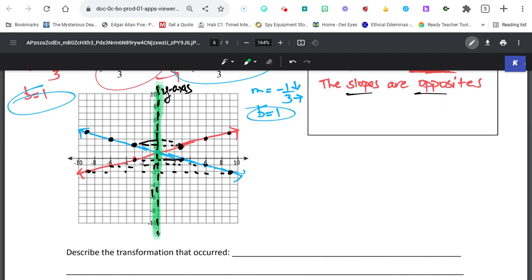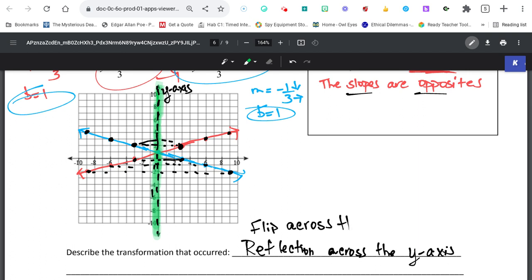All right, so we're going to say it's a reflection. And some people call a reflection a flip. It's a reflection across the y-axis. And well, you could just say a flip across the y-axis.